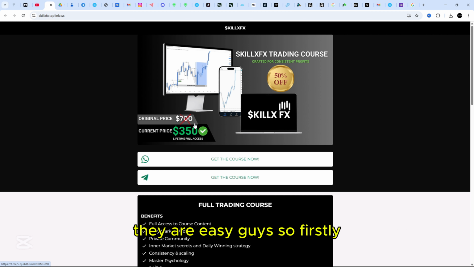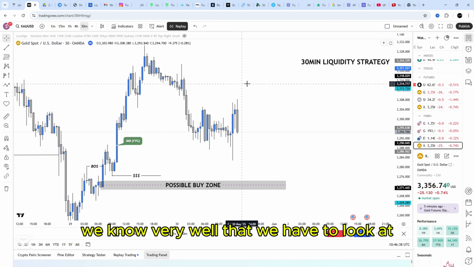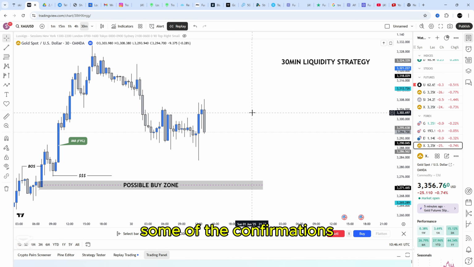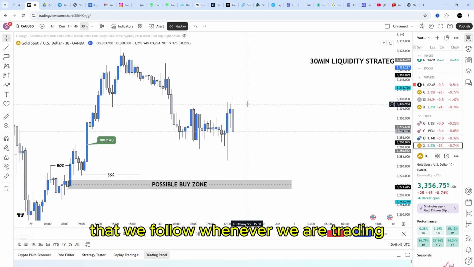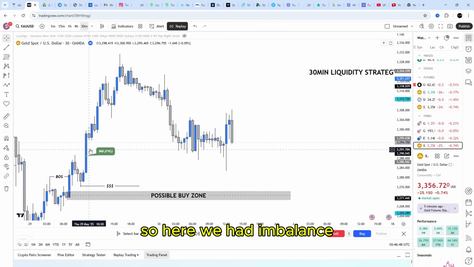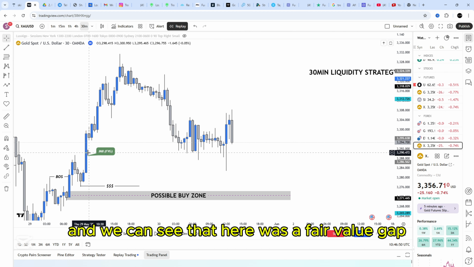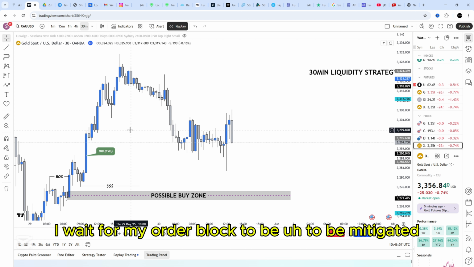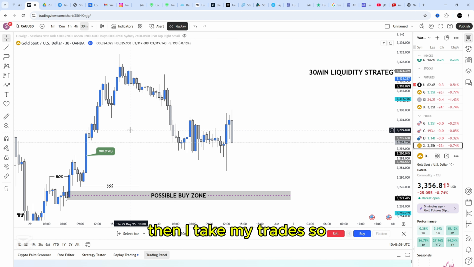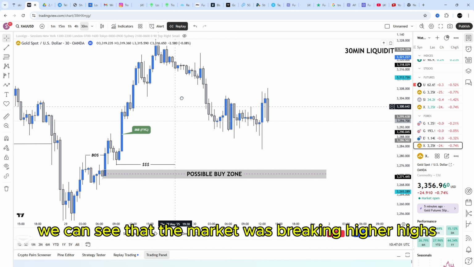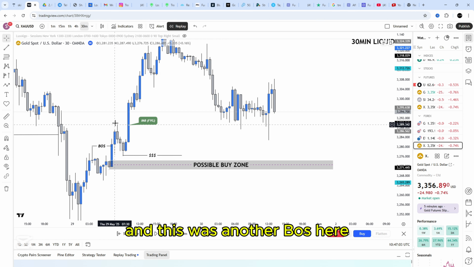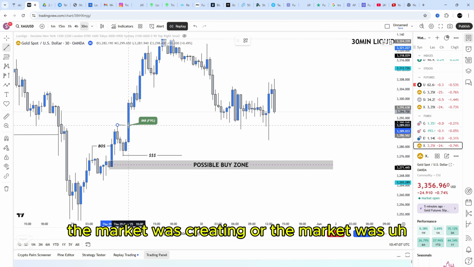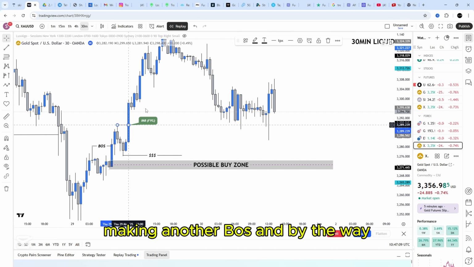They are easy, guys. Firstly, we know very well that we have to look at some of the confirmations that we follow whenever we are trading. Here we had imbalance, and we can see that here was a fair value gap. But me, I don't trade inside the fair value gaps. I wait for my order block to be mitigated, then I take my trades. We can see that the market was breaking higher highs, and this was another BOS that the market was making.